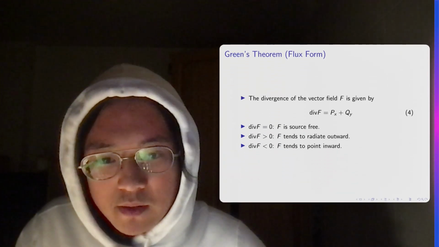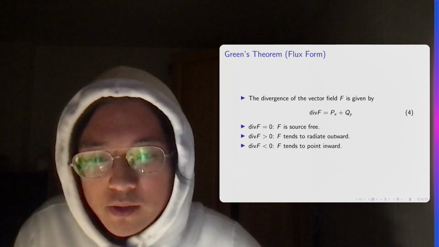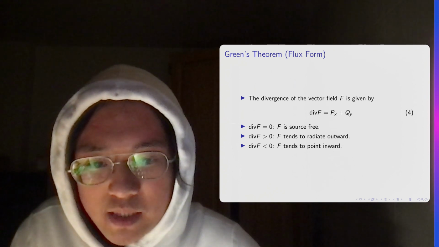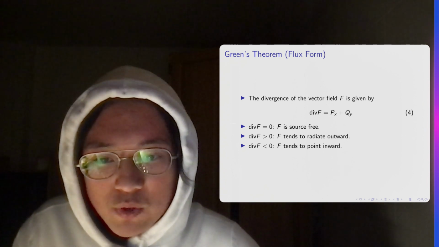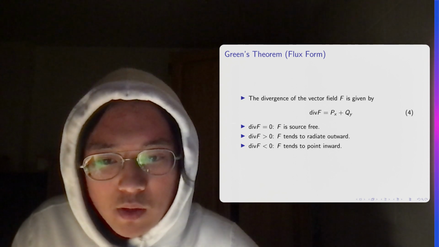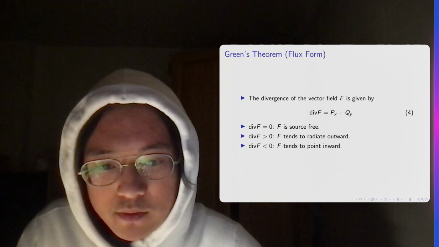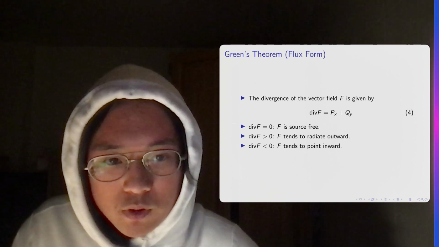When the divergence is 0, we say f is source-free, meaning that there's nothing radiating out of the curve. When the divergence is larger than 0, we say f tends to radiate outward, and when divergence is smaller than 0, we say f tends to point inward.